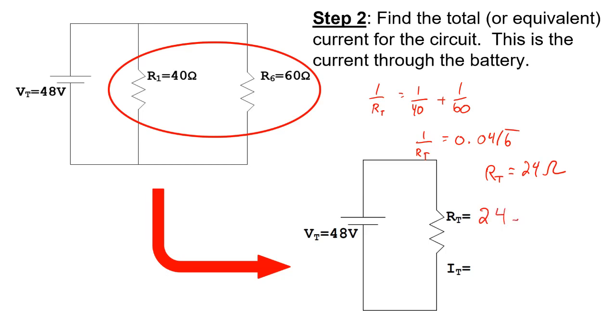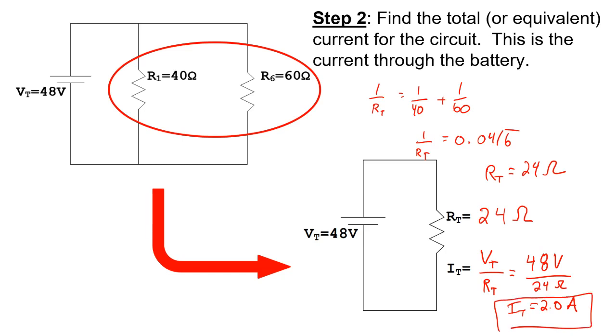Okay, so if our total resistance for this circuit is 24 ohms, we can then solve for our total current by taking our voltage and dividing it by resistance. This is just Ohm's law. So the total amount of current that is flowing through this battery is going to be 2.0 amps.